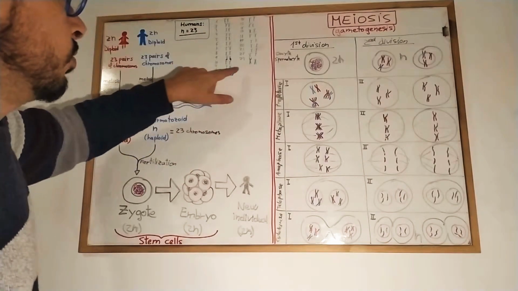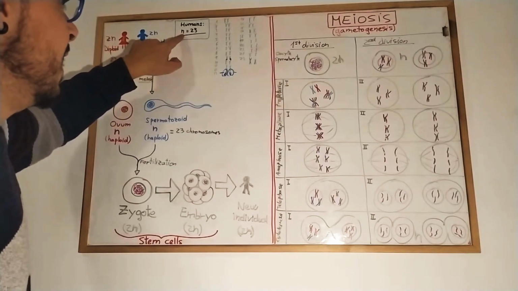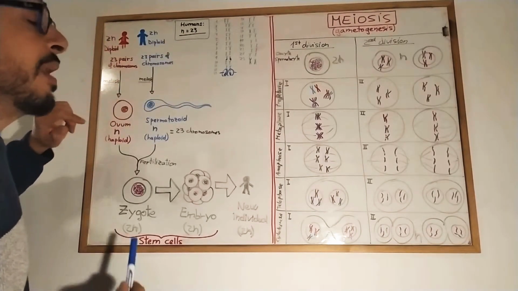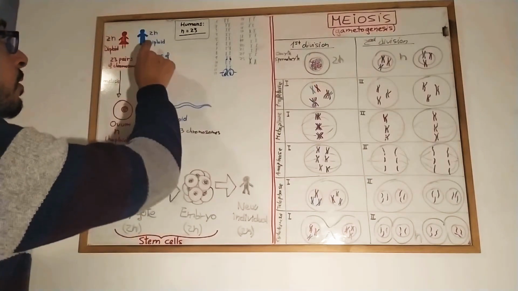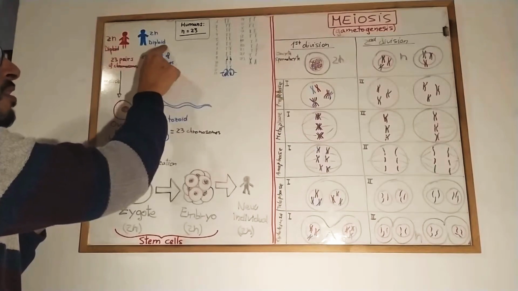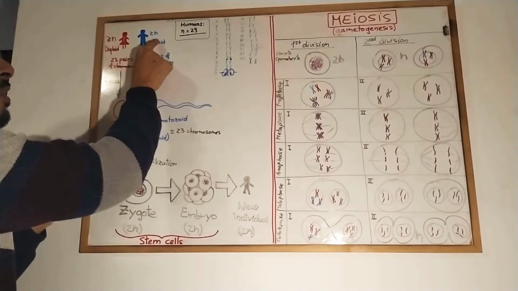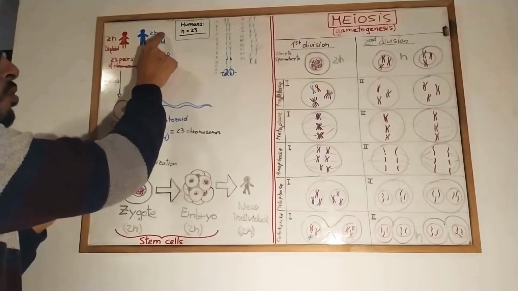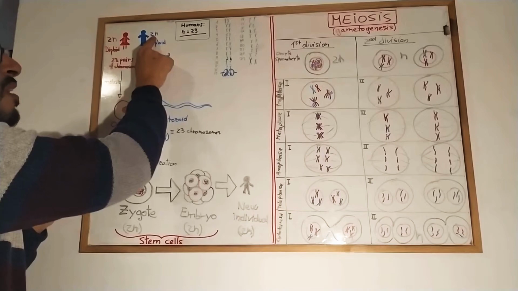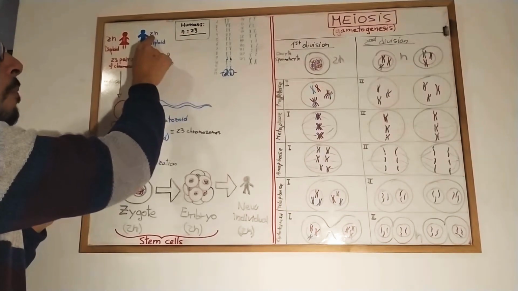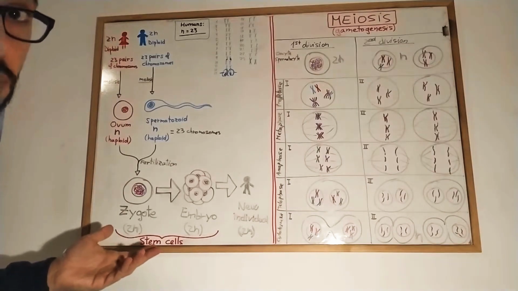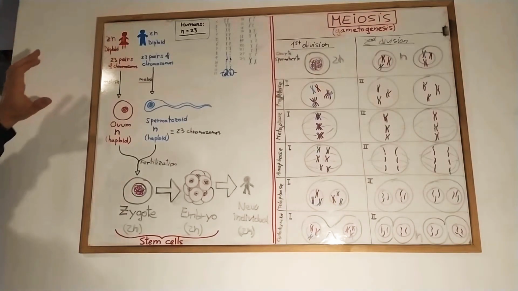As you know, we have 23 pairs. So, n is going to be 23, but we are 2n, which means that we are diploid. So n is 23, so we have 23 pairs of chromosomes, 23 pairs, 2n, which means 46 chromosomes, obviously.